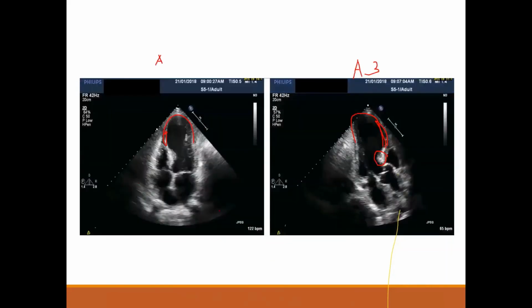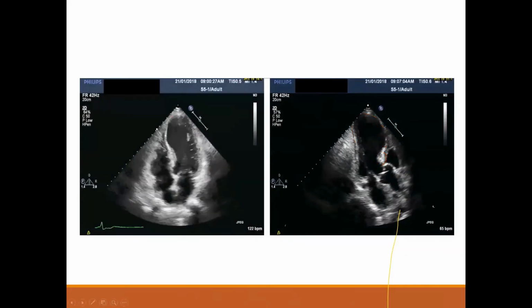I might show you the next image. Oh no, not this one. Anyhow, what do you think about this patient? What do you think?